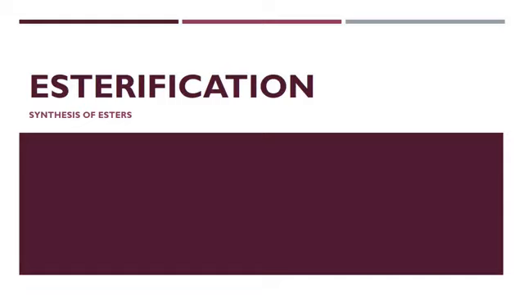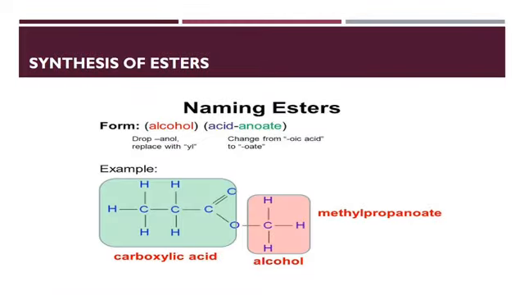Hello, grade 12. In today's lesson, we're going to be looking at esterification, the synthesis of esters. Now remember this, esters are made out of two homologous series, which is the carboxylic acid reacting with an alcohol.